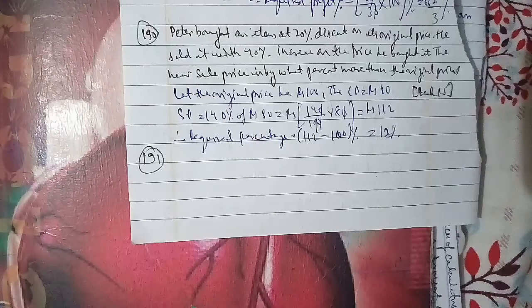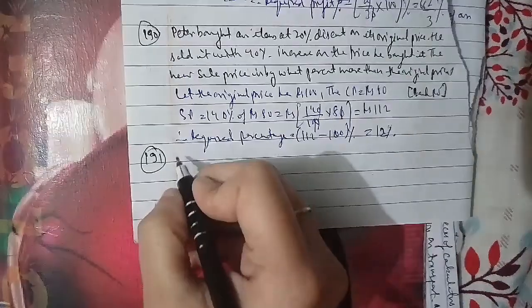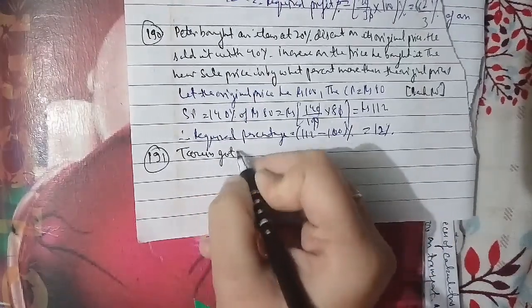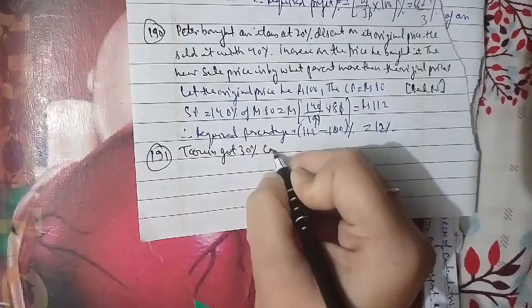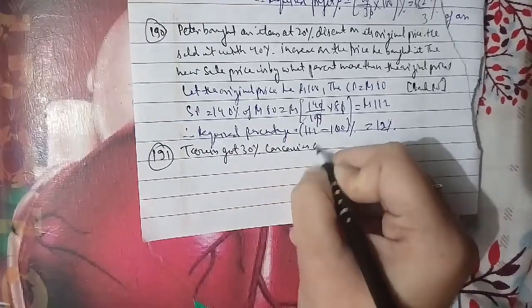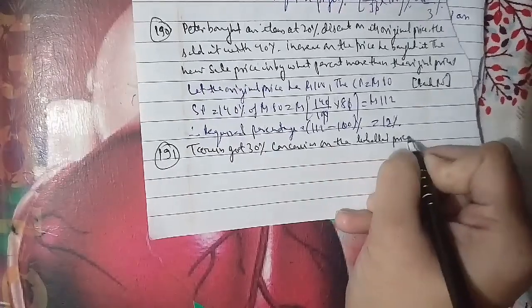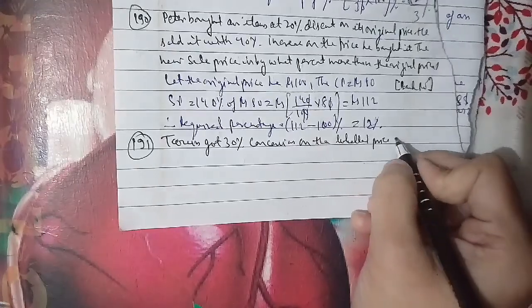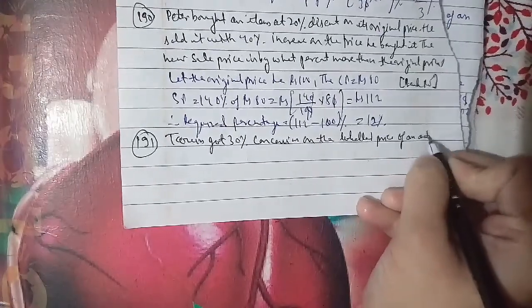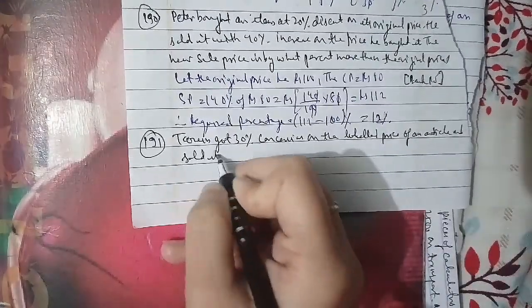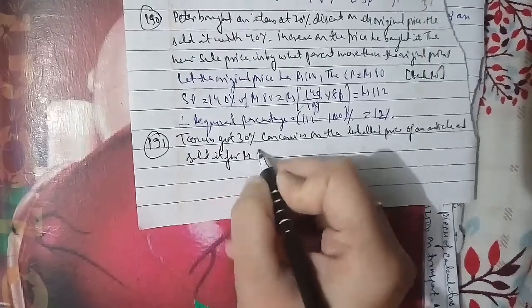Tarun got 30% concession on the labeled price of an article and sold it for rupees 8,750 with 25% profit on the price he bought.